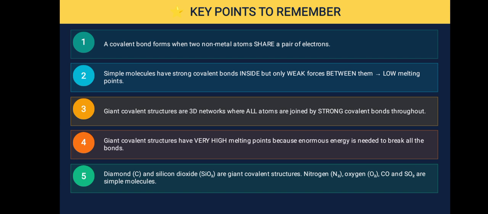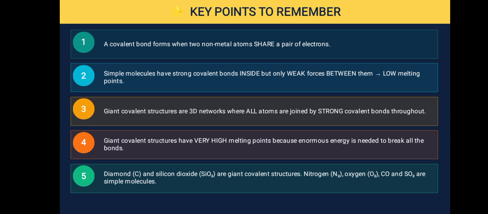So which key points do you just have to memorize? They are 5 in number. These are the 5 golden points, you can say. Number 1, a covalent bond forms when 2 non-metal atoms share a pair of electrons. Number 2, simple molecules have strong covalent bonds inside, but only weak forces between the molecules. So this gives them the low melting point.